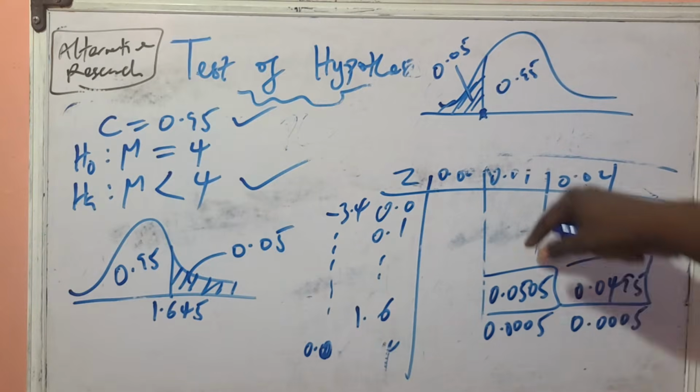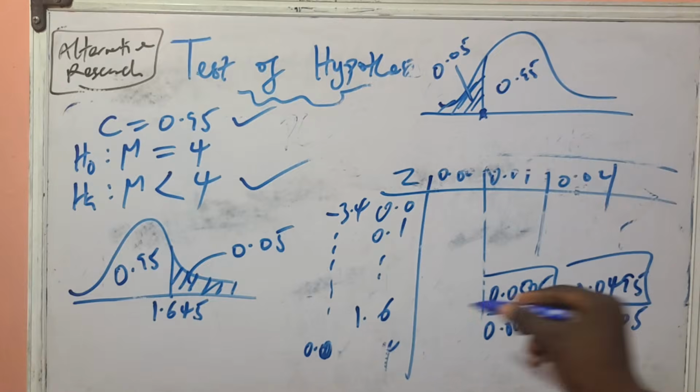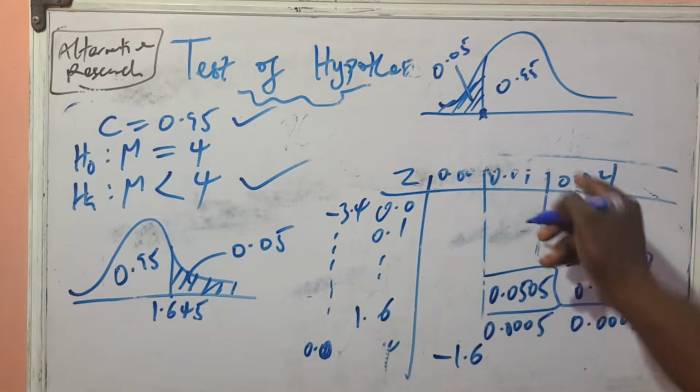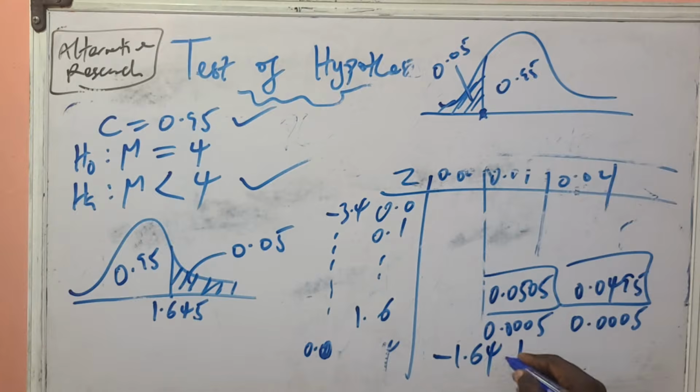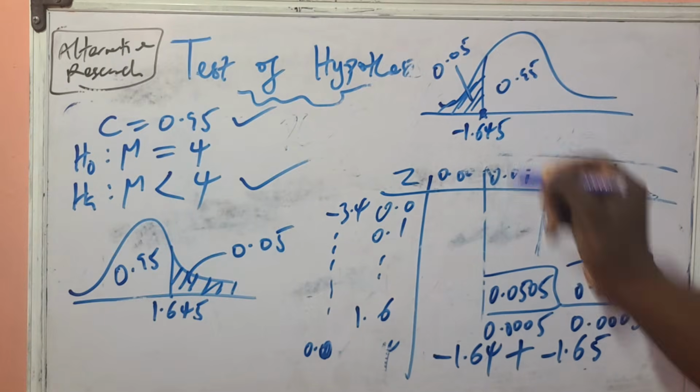Please don't just pick this one. Check, is there any other one that is closer? 0.0505 is true, this is close, but this one is also equally as close. So in this case, if you check what produced this, you will see that this was minus 1.6 under 0.04 and minus 1.6 under 0.05. Of course, again, you find the average of this, and you'll have minus 1.645.